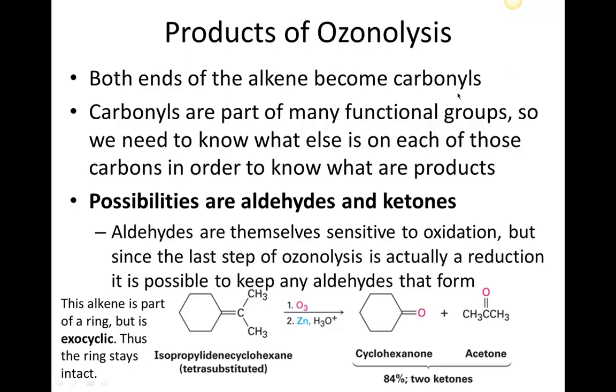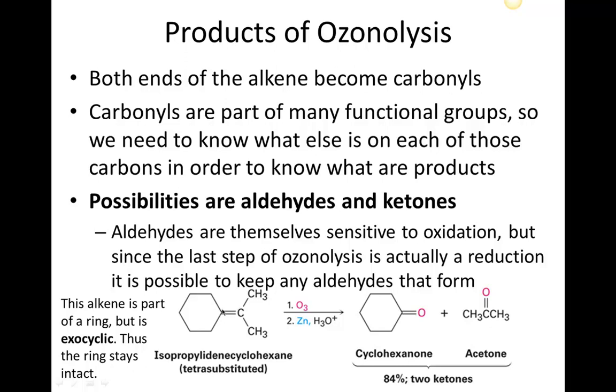Alright, so both ends become carbonyls, and carbonyls are part of a bunch of different functional groups, so just knowing that they become parts of functional groups, we don't yet know what we formed. We have to look to see what else is on those carbons. And so our possibilities are aldehydes and ketones. And aldehydes are also sensitive to oxidation, but that last step of this ozonolysis was actually reduction, so we can keep any aldehydes that we get. So let's look at this example.